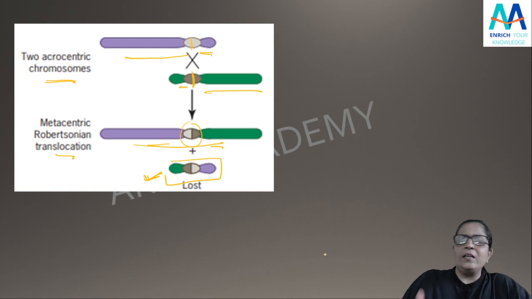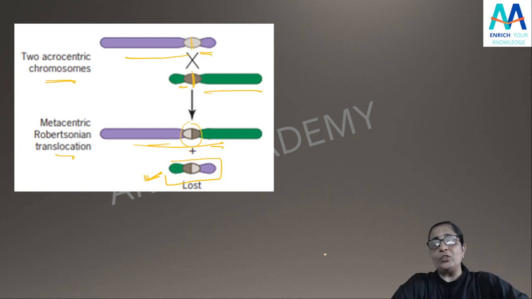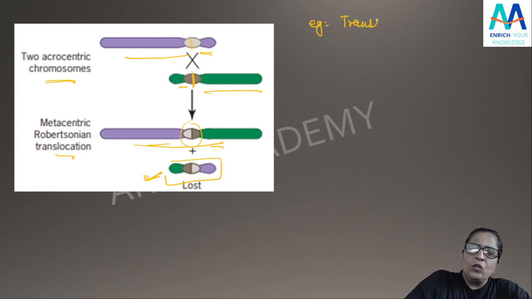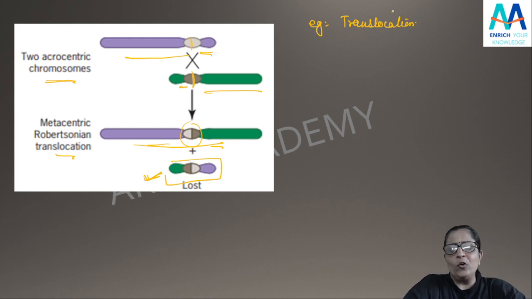तो कौन सा ऐसा chromosome Robertsonian translocation दे सकता है? The acrocentric chromosome. I had given the numbers also. It is 13, 14, 15, 21 and 22. Clear? Now some examples of translocation. कौन से examples हो सकते हैं translocations के? Can anyone give me the answer for that? Which are the different examples?